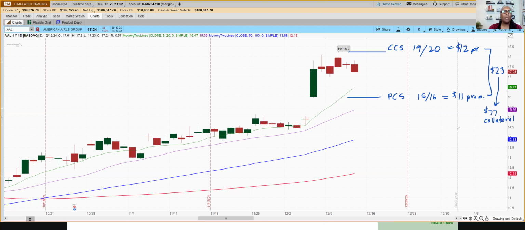Now, if you're doing Robinhood, you have to select your legs separately. Let's say that 19, 20. You'd have to go to Robinhood and sell a call. You have to pick at the top, sell a call at 19. Then you change the toggle to buy, leave the call there, and then you pick the 20.